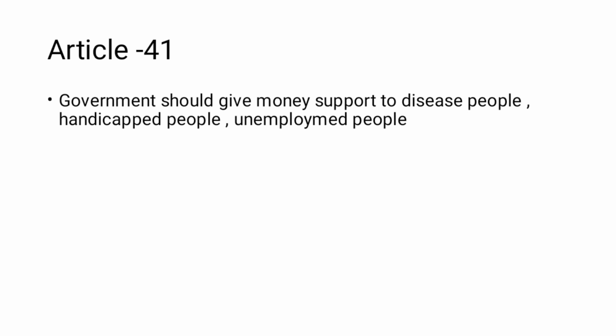Article 41. Government should give money support to diseased people. If the people are unhealthy or ill, you need to cure the problem. You need to rectify the problem. Government should give money support to diseased people, handicapped people, and unemployed people. So that is called Article 41.